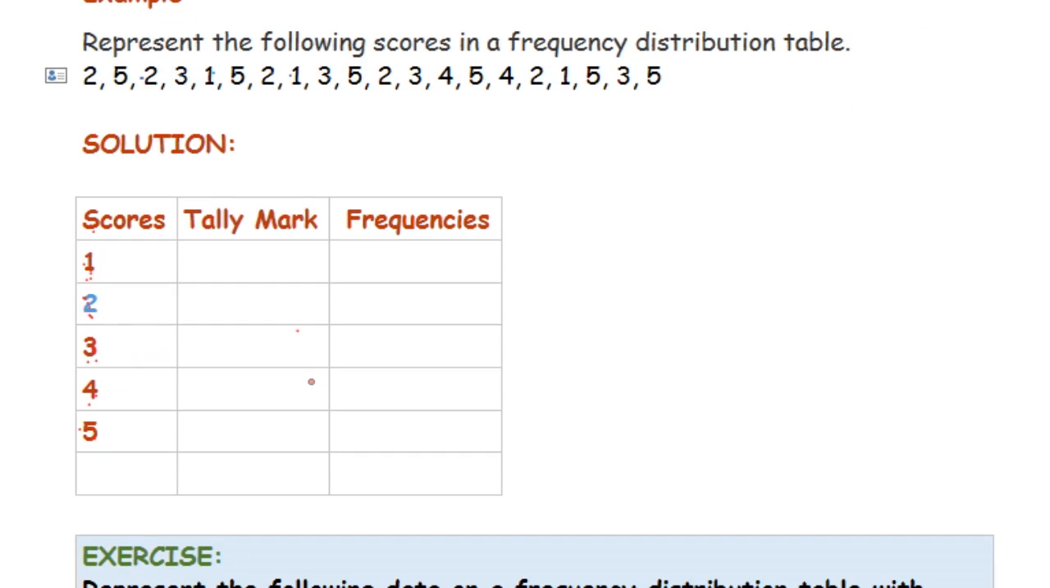Now let's look at how to represent these values in a frequency distribution table. First of all, you are going to write out the unique values that you can find in this group of data. The unique values are 1, 2, 3, 4, and 5. Those are our scores. Those are our unique scores. So it's very important that you write out these values from the smallest to the highest value.